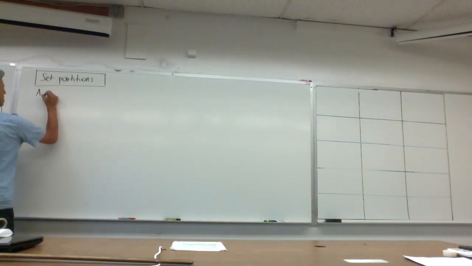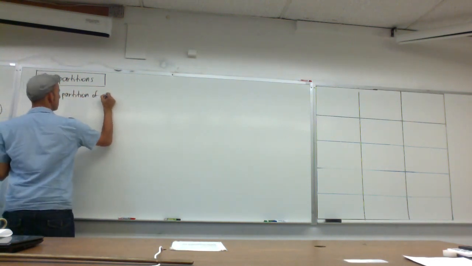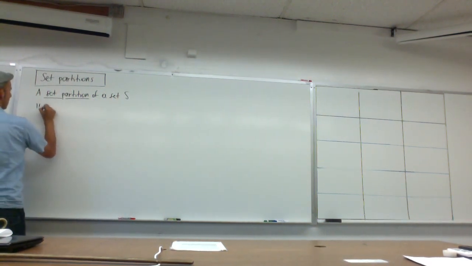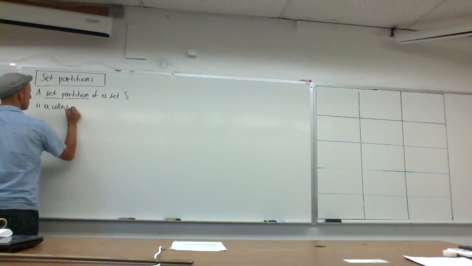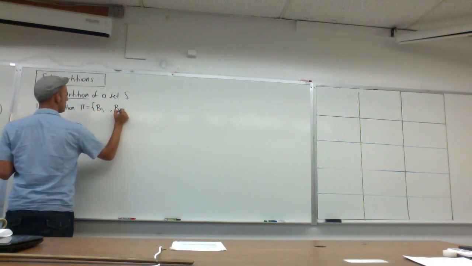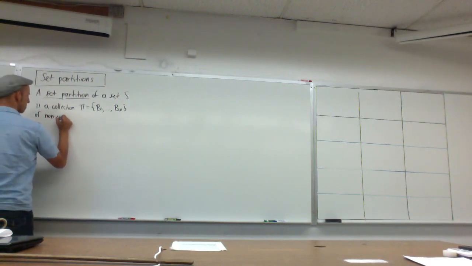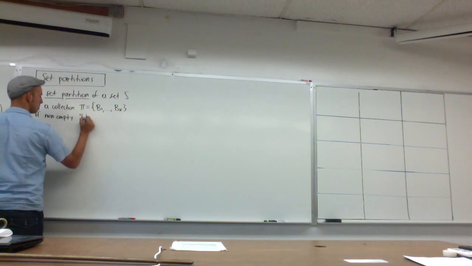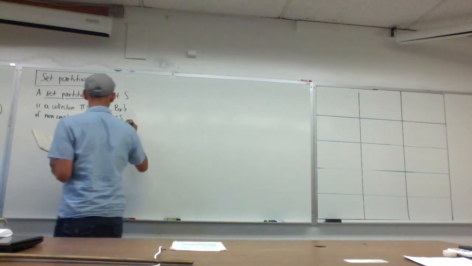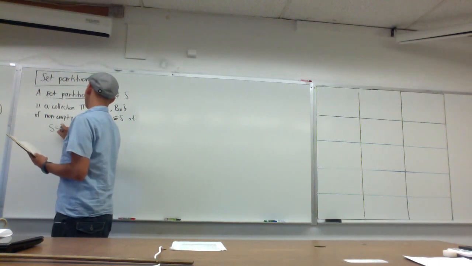So a set partition of a set S is a collection pi, b1 up to bk, of non-empty subsets, which we're going to call blocks, such that S is the disjoint union of those blocks.